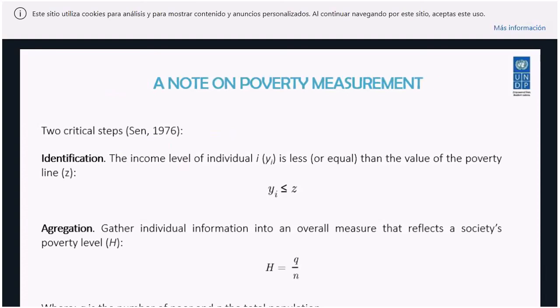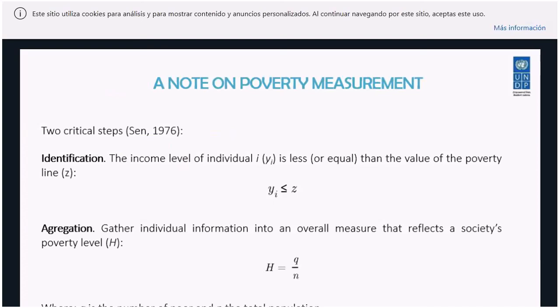I mean, do you have access to water or not? So if you don't have water, you are deprived in that dimension. If you have water, you are non-deprived in that dimension. If you have less than primary school, then you can probably be deprived in the educational dimension. If you have more than 6 years of schooling, then you are not deprived in the education dimension.